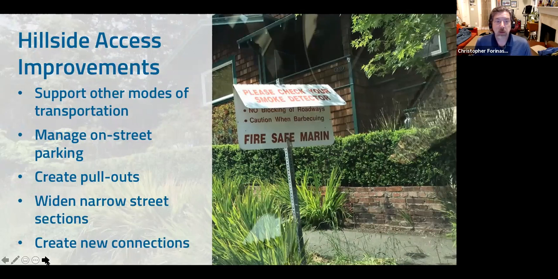So, not to belabor it, but the toolbox includes support for other modes of transportation besides driving, management of on-street parking, the creation of those sorts of pullouts, strategic widenings of narrow street sections, and new connections. With this set of tools, we then take a more detailed look at the networks as they currently exist. Next slide, please.